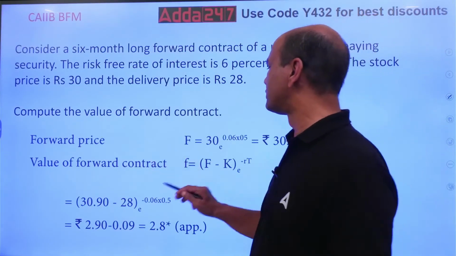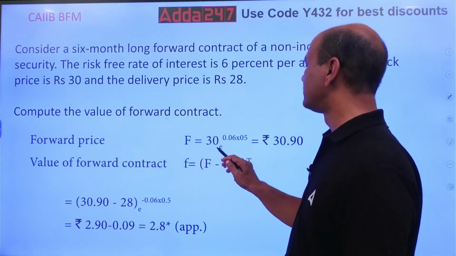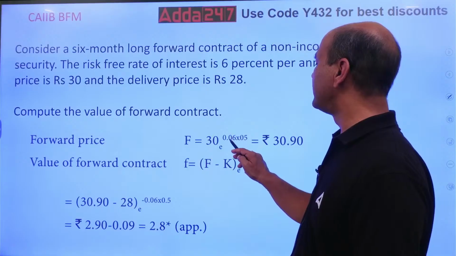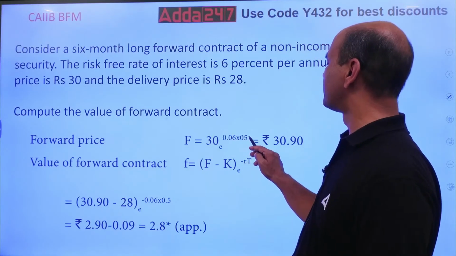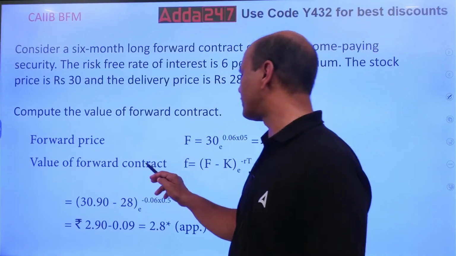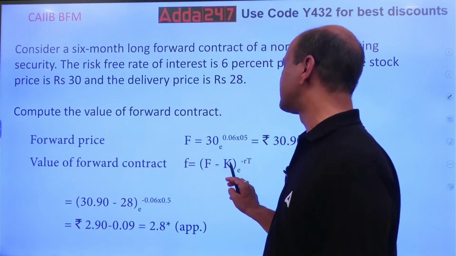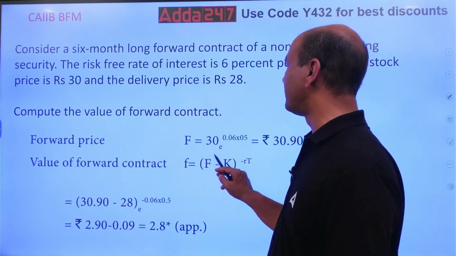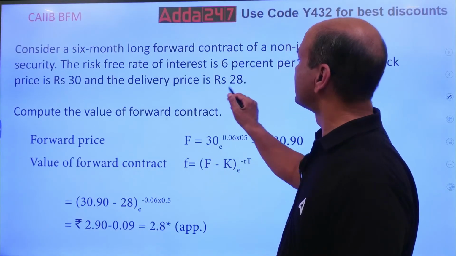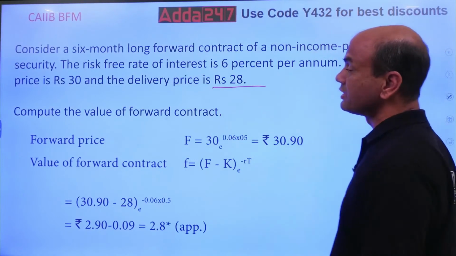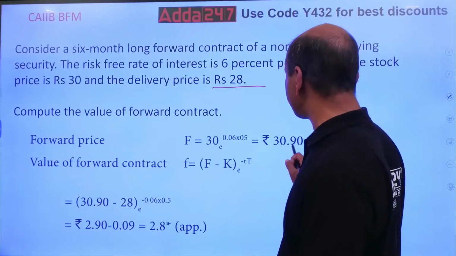Forward price F equals 30 into e raised to 0.06 into 0.05. So what do you mean by this? See this, value of the forward contract equals F minus K. F minus K means the forward price minus K, where K is the fixed delivery price. F is the forward price which you have calculated. What you have calculated? This one.